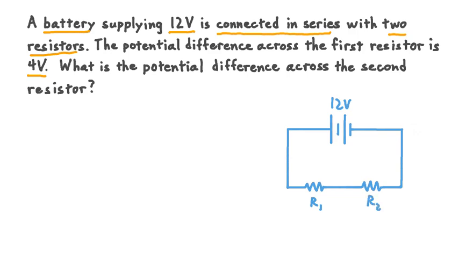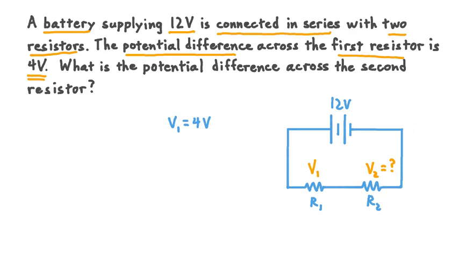The problem goes on to tell us that the potential difference across the first resistor, across what we've called R1, is 4 volts. So let's label that this way. Let's say that V1 is the potential difference across this first resistor. So V1 is 4 volts, and let's call V2 the potential difference across R2. Now it's that value, V2, that we want to solve for.